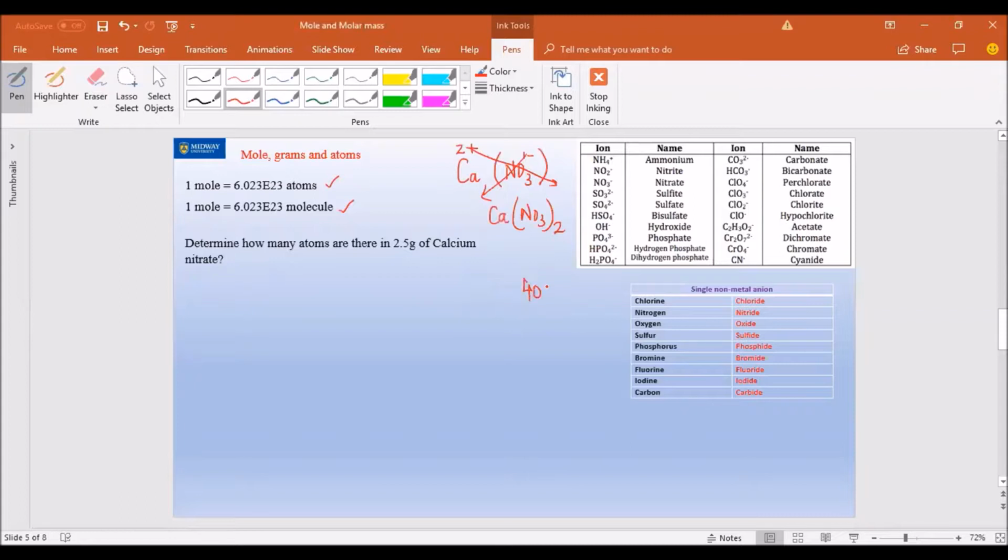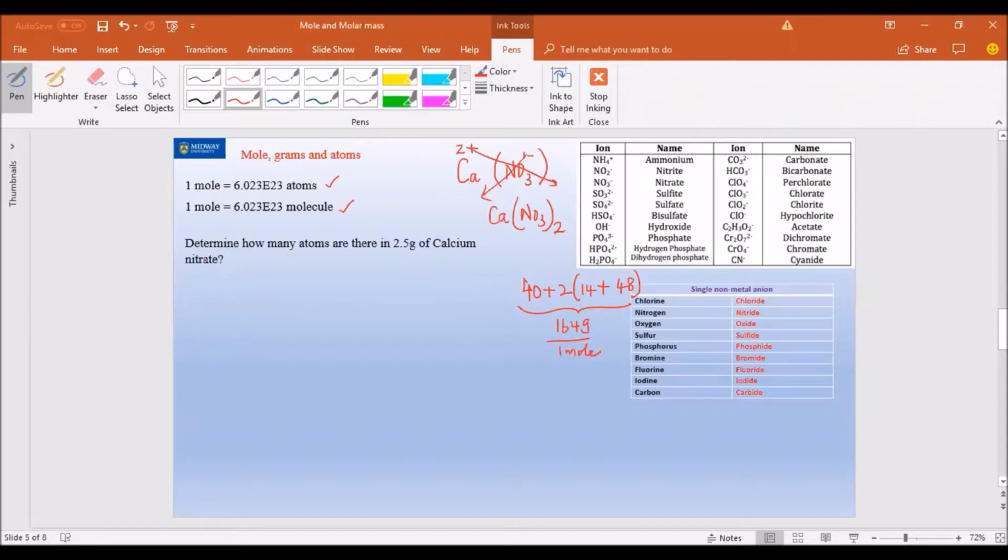Calcium is about 40, and nitrogen is 14, plus oxygen is 16 times 3, which is 48. So if we do all of that math, you get 14 plus 48 times 2 plus 40, which is 164 grams over 1 mole.